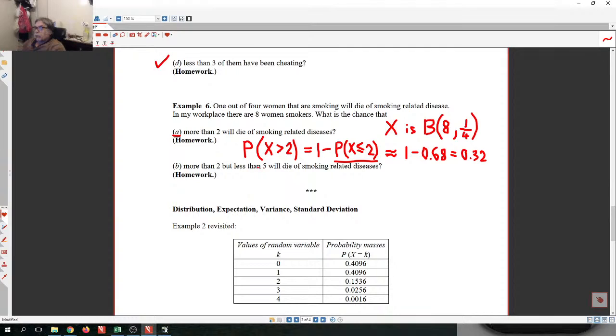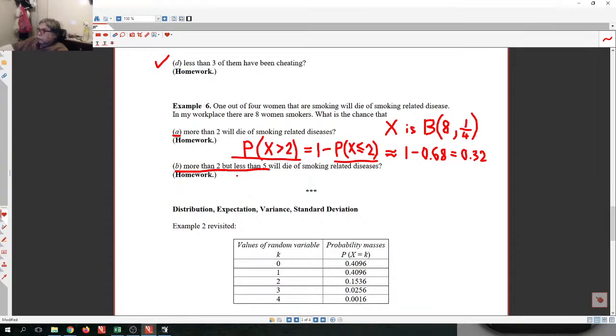That's the probability that more than 2 will die from smoking-related diseases. It's good news, right? Well, I don't know. 32% is the chance there will be more than 2, and there's a 68% chance there will be 0, 1, or 2. Okay. Now, I'm going to give you a brief idea how to calculate this.